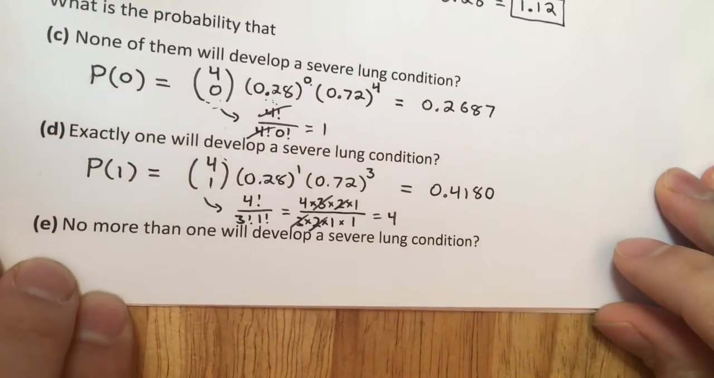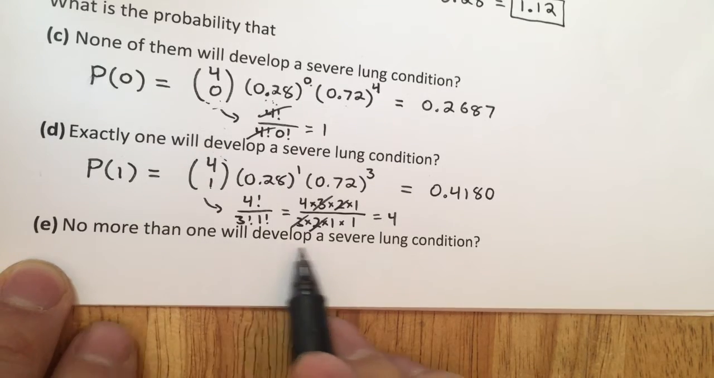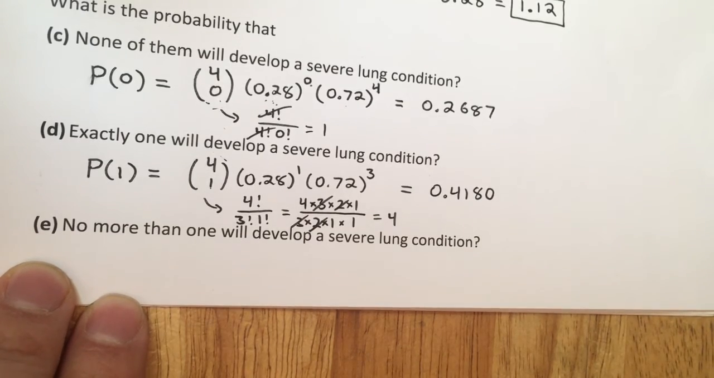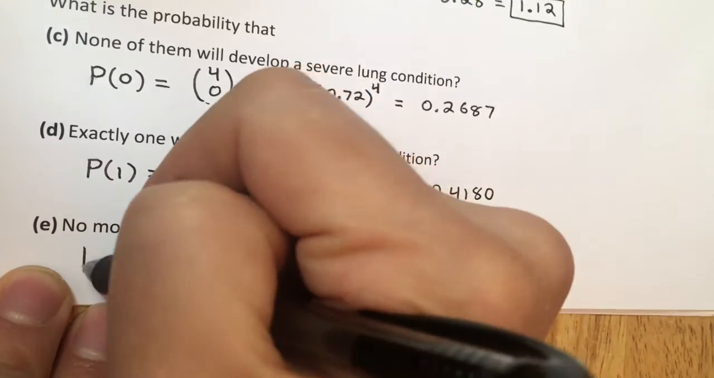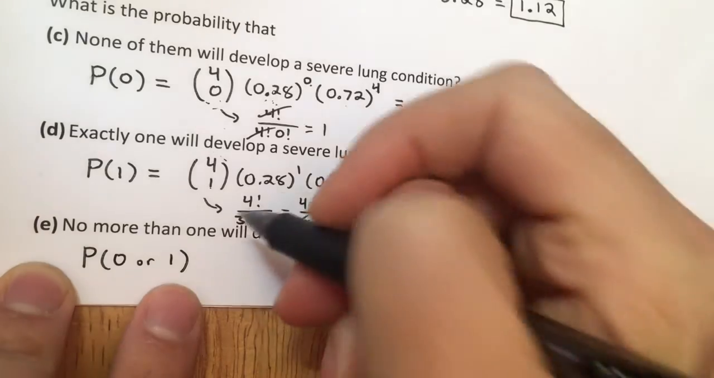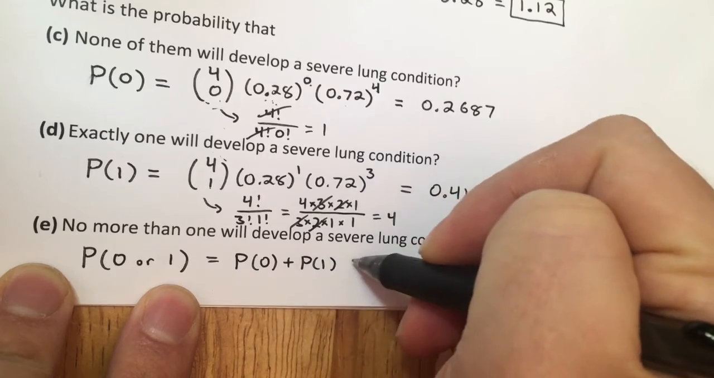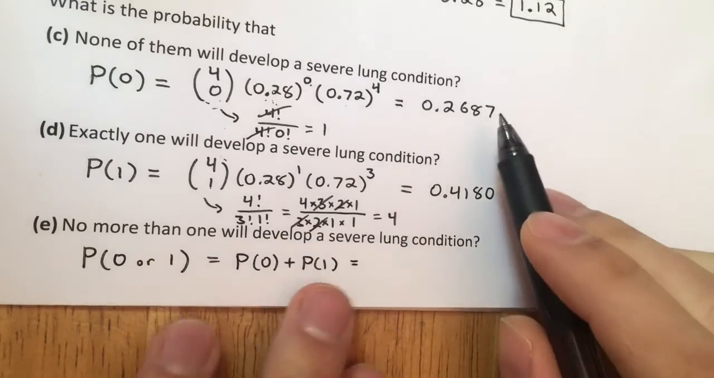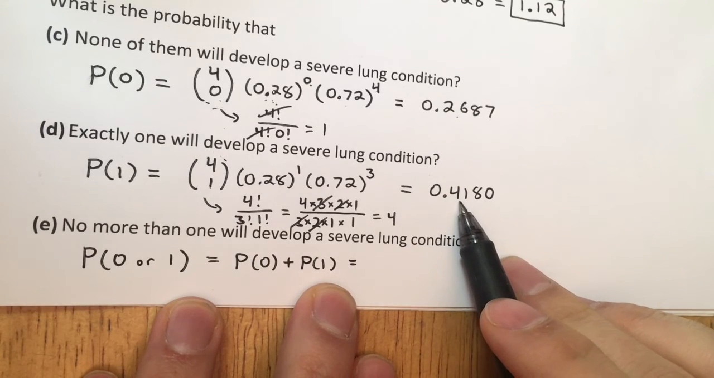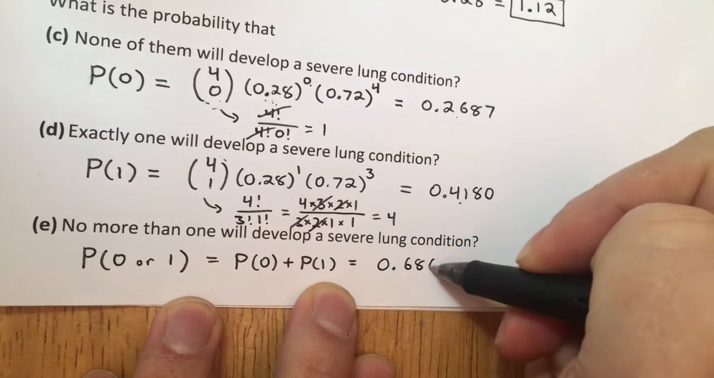The last question. What is the probability that no more than one will develop a severe lung condition? No more than one means one or less, which means we're looking at the probability of 0 or 1, which we know becomes the probability of 0 plus the probability of 1. And we just computed those. Probability of 0 is this, probability of 1 is this, and when you add them together, you get 0.6867.